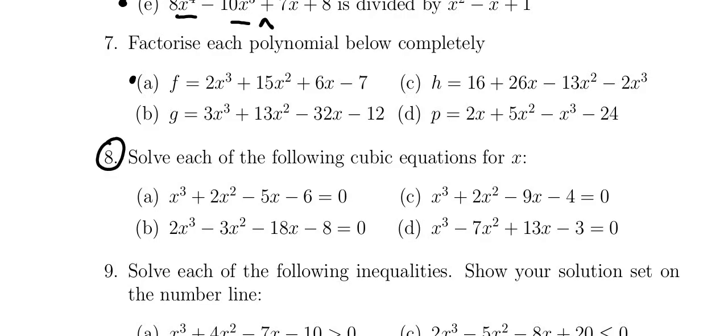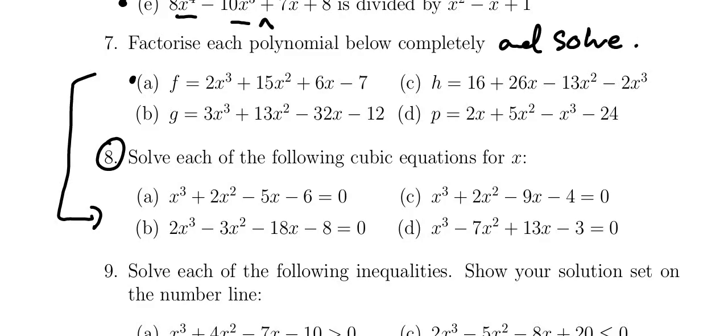Yeah, so I'll answer these two questions at the same time. So here I'll just add something to say and solve. So how we're going to do this question and then solve it is how you do this question and finish it off. Yeah, so it's one and the same thing.